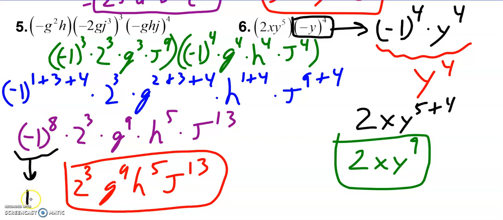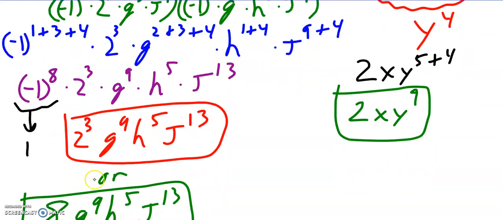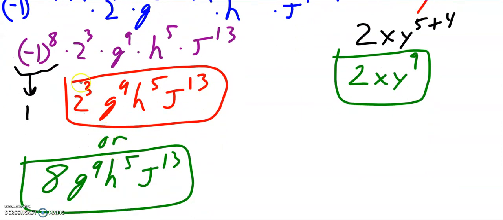So now I'm going to ignore this term because I don't need to write 1, but I want to recognize that it became 1. It's also really important that I keep these parentheses here. Otherwise, if I type this into my calculator incorrectly, it will give me an answer of negative 1. This stays 2 to the third. This becomes g to the 9th, h to the 5th, and j to the 13th. So I can write my answer as 2 to the third, g to the 9th, h to the 5th, j to the 13th. Or if I want to evaluate 2 to the third, that's 8, and then g to the 9th, h to the 5th, j to the 13th.